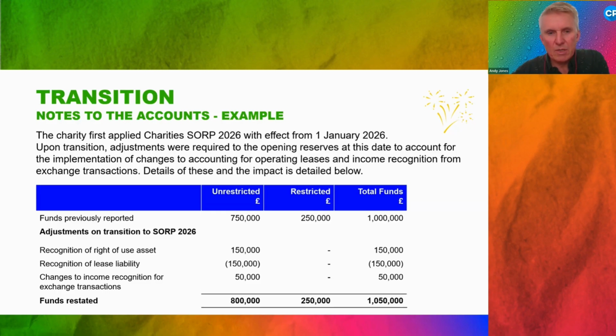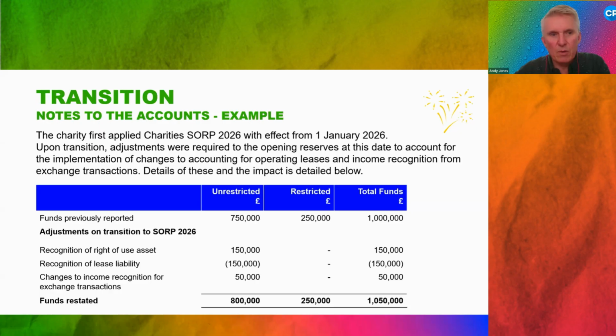And then you will have also worked out the impact of the income recognition criteria, so you've got an adjustment there for changes in income recognition for your exchange transactions of £50,000. This is applying the modified retrospective approach. So your restated funds there are that you've got an increase to those funds of £50,000. So your unrestricted funds have increased to 800,000. Restricted stay the same, and that's your total funds. And that is how it will be presented in the funds.